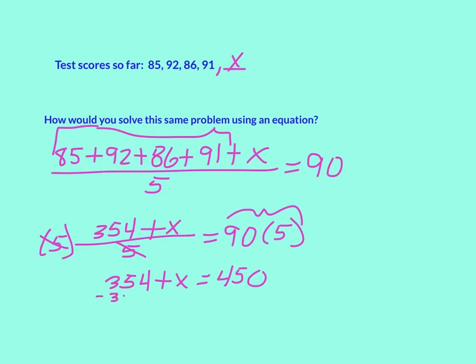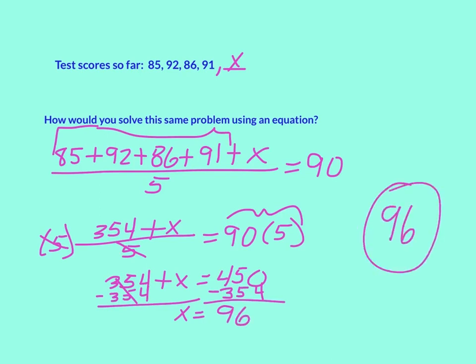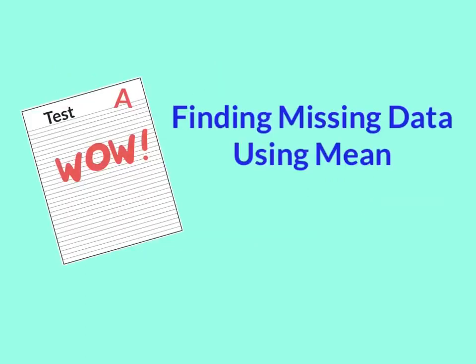Subtracting 354 from both sides, we cancel here, bring our X down, equals, and do the same to the other side. And we get X = 96. So we know that she needs a 96 to make an average of 90. However you find it, we call this finding missing data by using the mean.